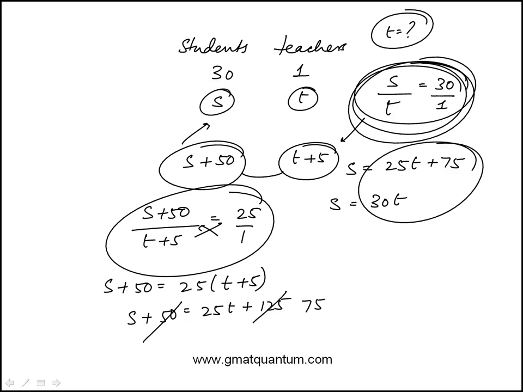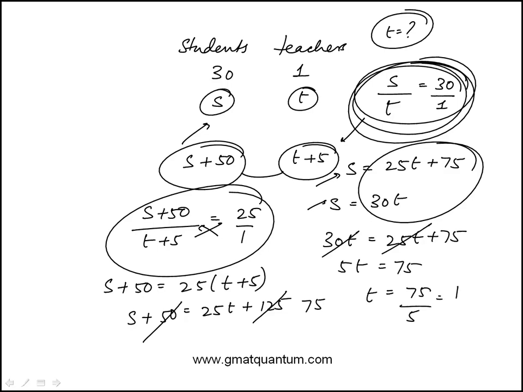I can equate these two because they both represent S. So I have 30t equal to 25t plus 75. Subtract 25t, I get 5t, and then t is 75 over 5, which is 15. So the answer is 15.